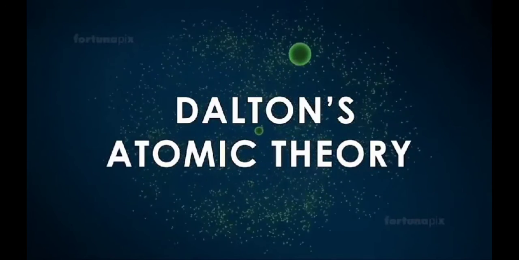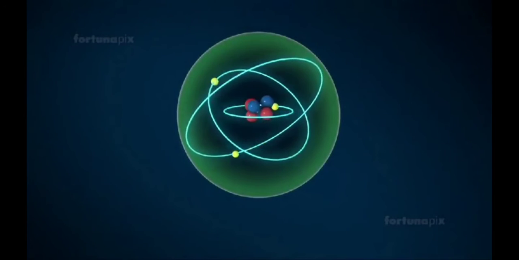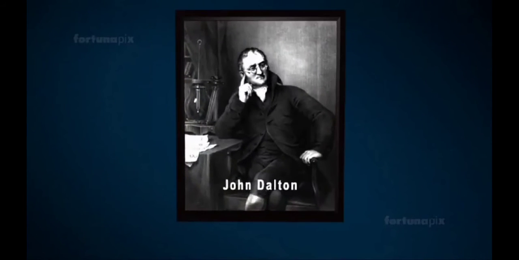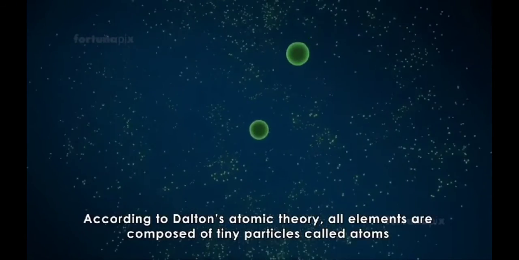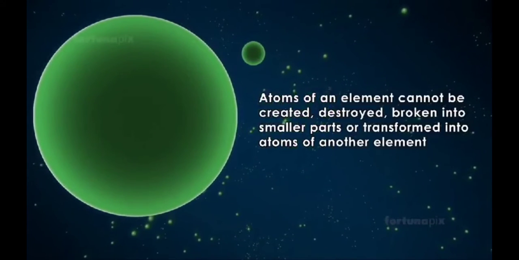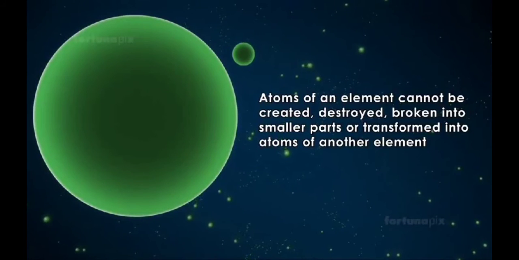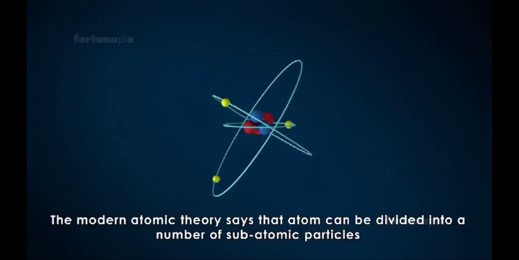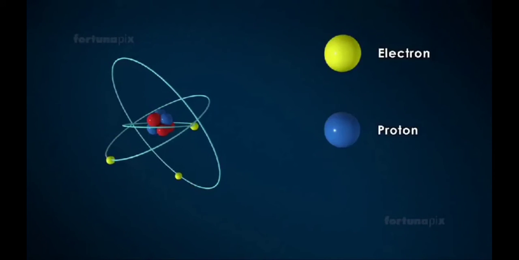Dalton's atomic theory. Objective: to learn about Dalton's atomic theory. Dalton's atomic theory was proposed by John Dalton, an English chemist, meteorologist, and physicist in the 1800s. According to Dalton's atomic theory, all elements are composed of tiny particles called atoms. Atoms of an element cannot be created, destroyed, broken into smaller parts, or transformed into atoms of another element. The modern atomic theory says that an atom can be divided into a number of subatomic particles, such as an electron, proton, and neutron.